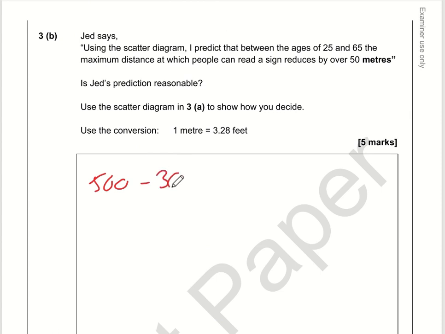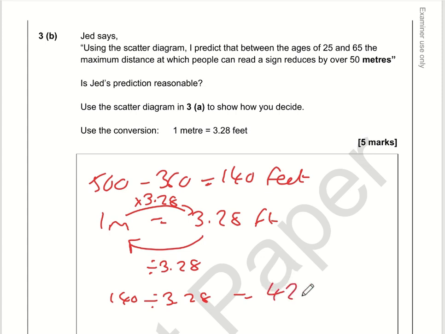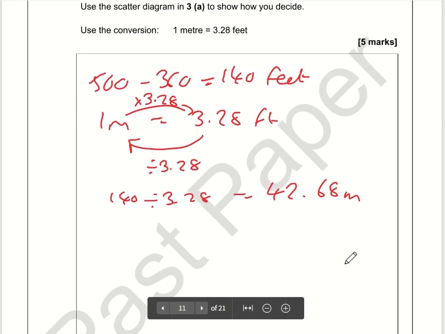500 take away 360 is 140 feet. Now, if 1 metre equals 3.28 feet, that means to go from metres to feet, I'm multiplying by 3.28. So if I'm converting feet back to metres, I'm dividing by 3.28. So 140 divided by 3.28 comes to what? That gives us a total of 42.68 metres.